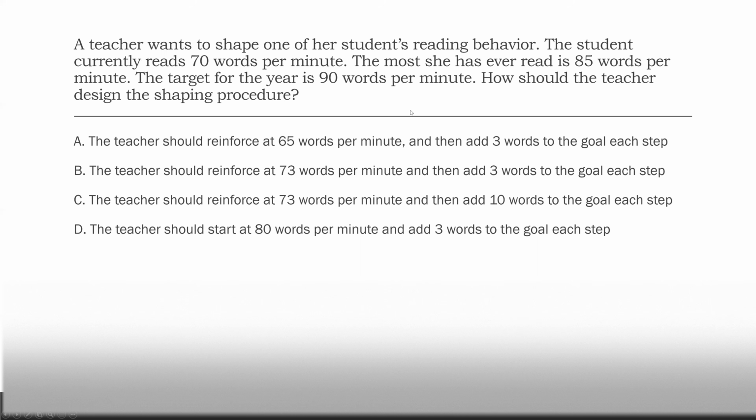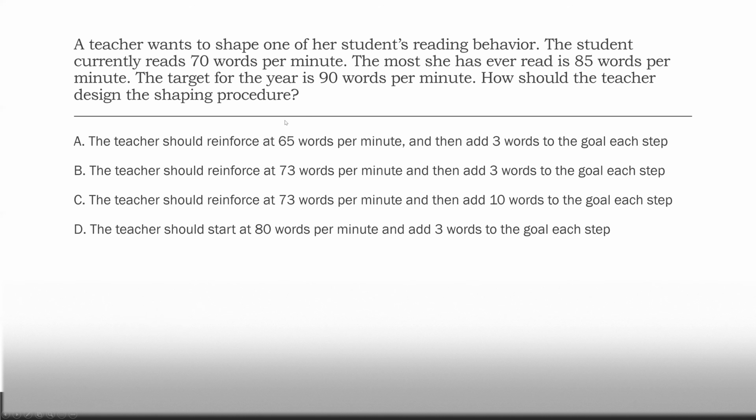So this question is in regards to what is our shaping procedure going to look like? Where are we going to start? And how much are we going to increase each approximation? So we know that the student currently reads 70 words per minute. The first thing first, we're never going to start shaping below current level. Okay, we want it at least at current level, and really higher. They can already do 70 words per minute. So our next goal needs to be up.